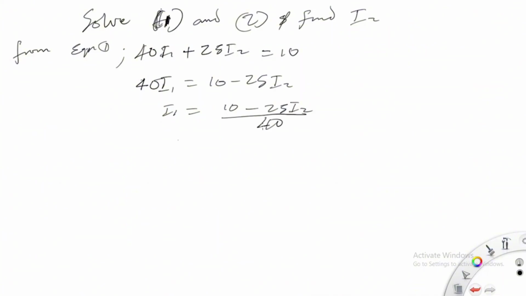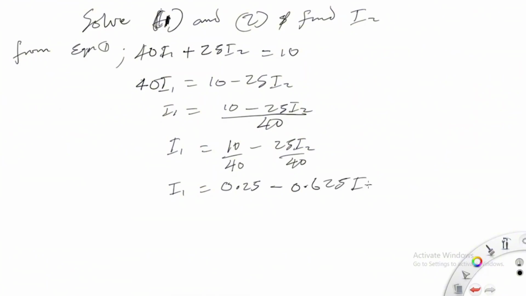Am I right? By doing this, when you divide it, we would have, let's put it this way, 10 over 40 minus 25 I2 over 40. So we have I1 is equal to 0.25 minus 0.625 I2. Let's say this is equation 3. Hope you understand what I'm doing here.